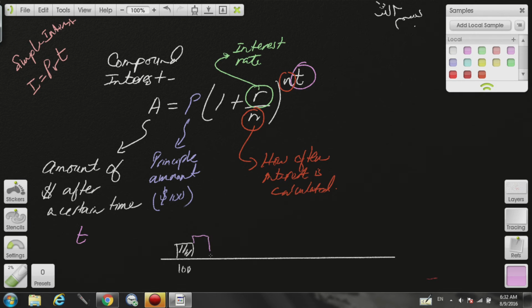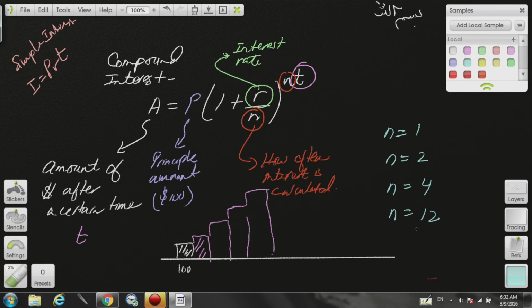In the first quarter, they'll make this much money. In the second quarter, interest will be calculated, it'll be this much. In the third quarter, it'll be this much. And in the fourth quarter, it'll be this much. If the interest is calculated once a year, n will be 1. If it's calculated 2 times a year, every 6 months, n will be 2. If quarterly, n will be 4. If monthly, n will be 12. And you can almost surmise that this is an exponential growth type of graph.